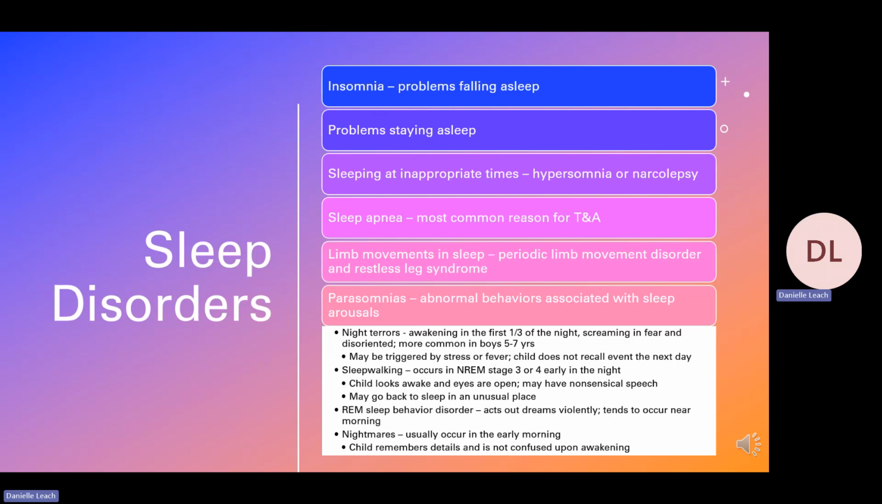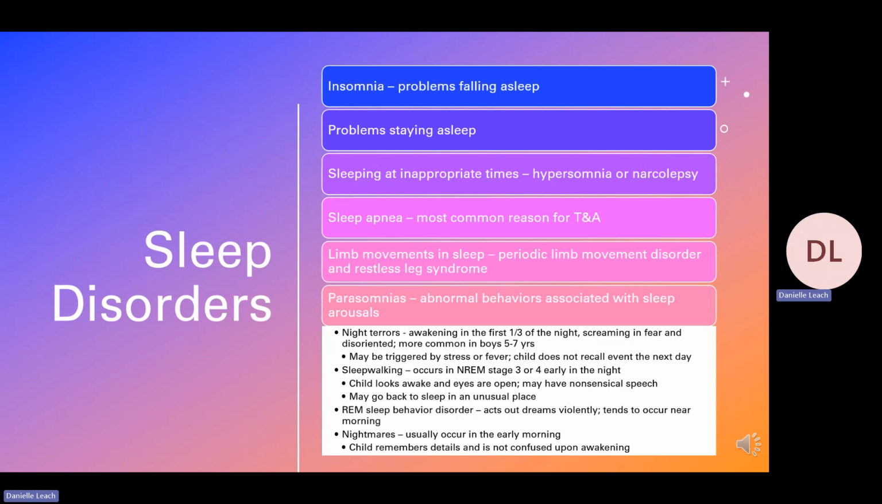There's another group of sleep disorders called parasomnias. These are abnormal behaviors that are associated with sleep arousals. So examples of these are night terrors. So night terrors are sort of like nightmares, but more severe. They usually occur early in the night, in the first third of the night. The child may be screaming in fear. They may be disoriented upon awakening. The parents may be unable to comfort the child because they are so upset.